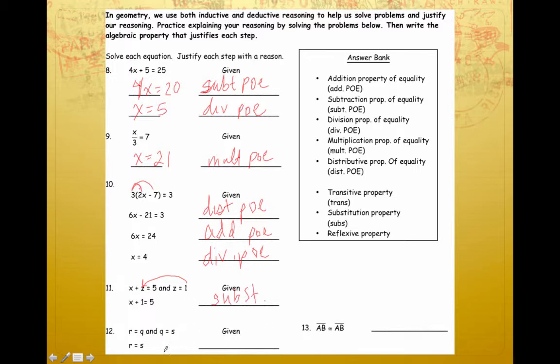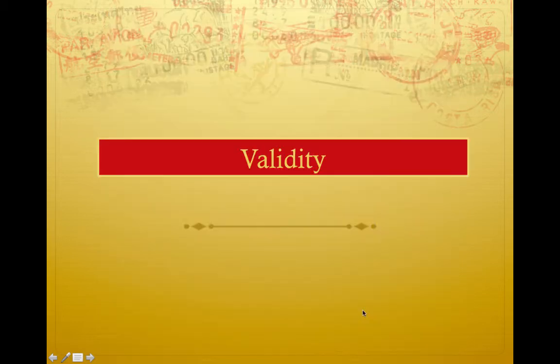If r equals q and q equals s, then r equals s. That's a form of substitution, well, double substitution, I guess, putting q in for r and then s in for q, they're the same. But that's really just straightforwardly the transitive property. And then if a line segment is equal to itself, congruent to itself, that's reflexive. So this brings us to validity.